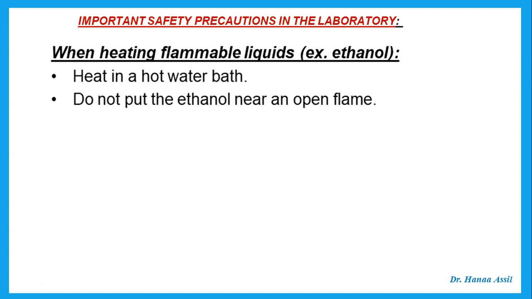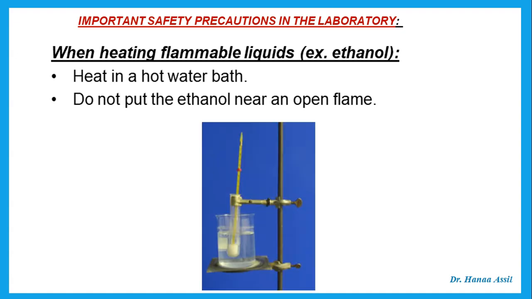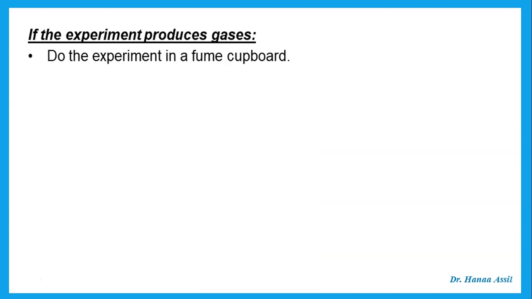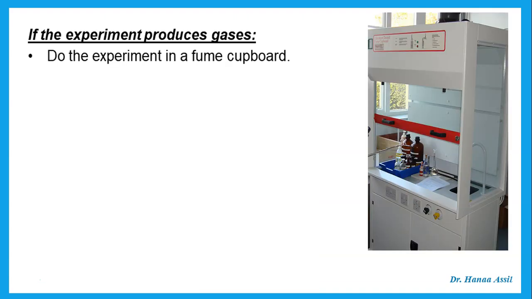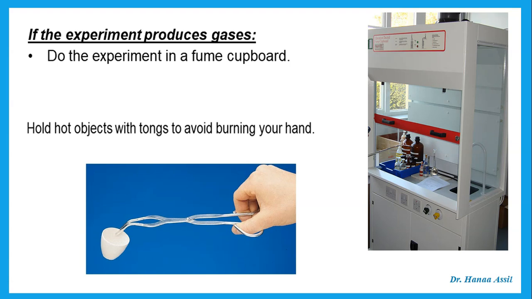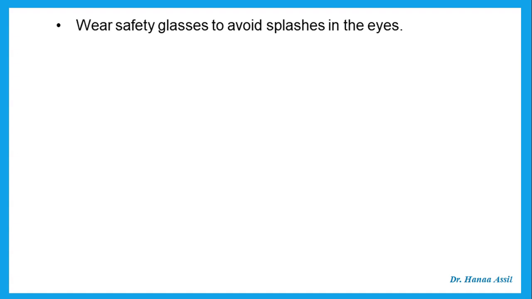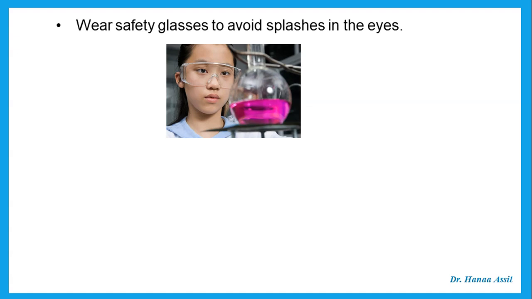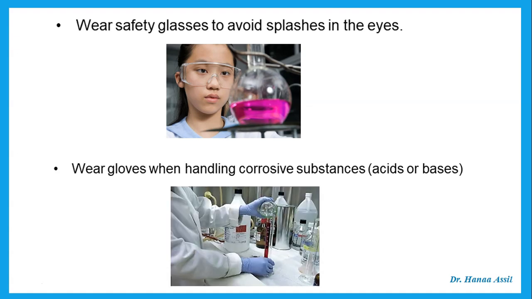Safety precautions. You will be required to state safety precautions. The safety precautions depend on what we're working with. If we're working with an alcohol or anything that's flammable, remember alcohols and organic liquids are flammable, so the precaution would be heat in a hot water bath, or do not put the alcohol near an open flame. If the experiment produces gases, we should say do the experiment in a fume cupboard. If we're working with something hot, we should say hold the hot objects with tongs or wear gloves. We are also required to wear safety glasses to avoid splashes in the eyes, or wear gloves if we're handling corrosive substances such as acids or bases.